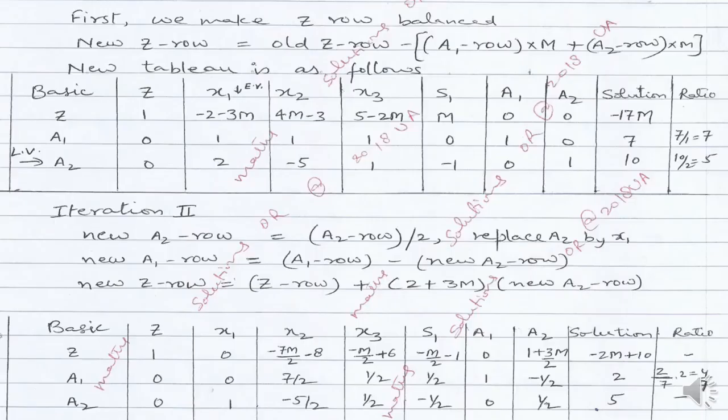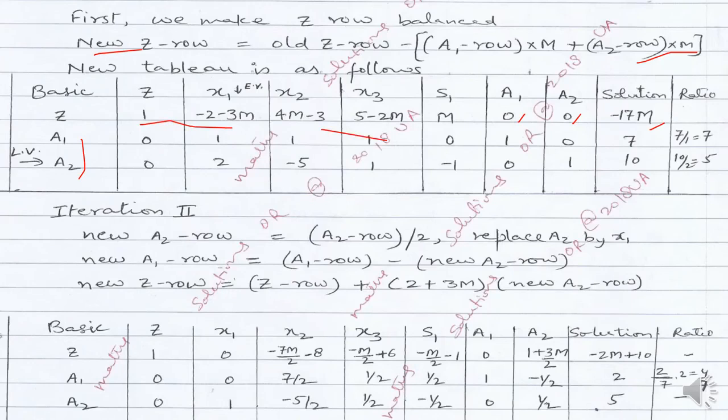So here we have written solution as minus 17m, and it is compatible with a1 and a2, and x1, x2, x3, s1 are 0. Now to make it balanced, because we want to make coefficients of a1 and a2 as 0, we use this formula. New z row is equal to old z row plus a1 row into m plus a2 row into m. So we have used this formula and we got this minus 17m and coefficient of a1, a2 as 0, and rest of the terms also have changed. We are applying this formula on each corresponding term.